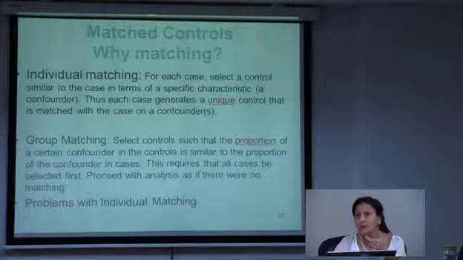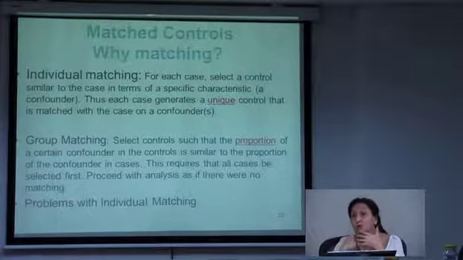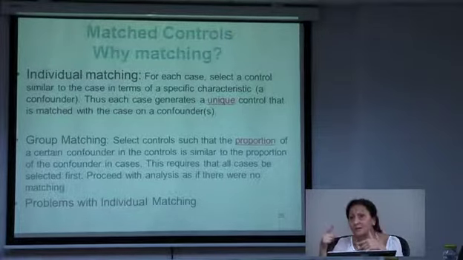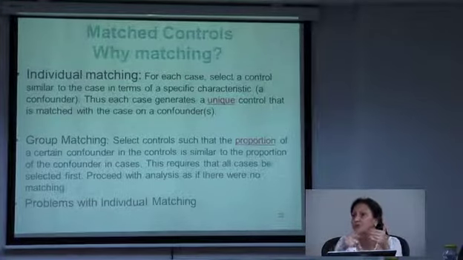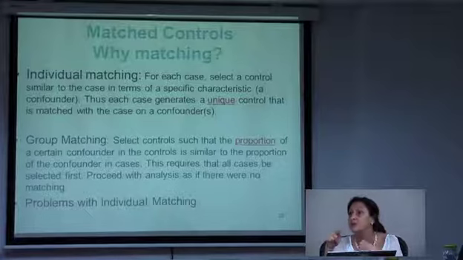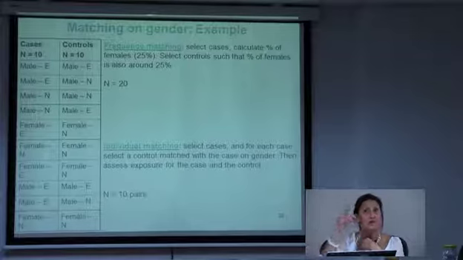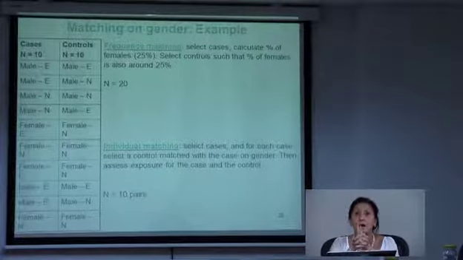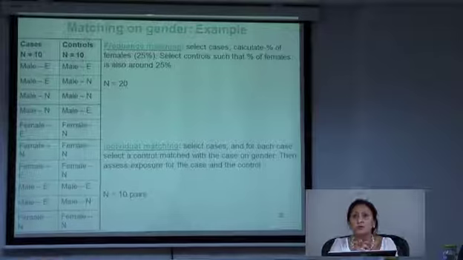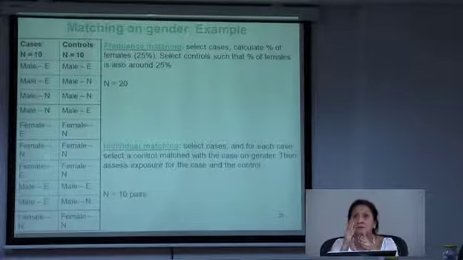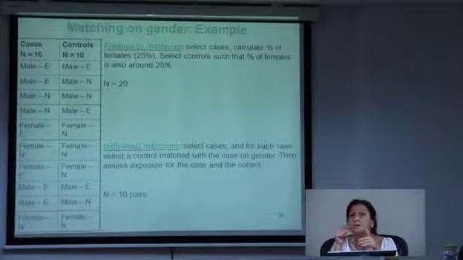Now, the issue with individual matching, as with group matching, is that sometimes you have to look at many different individuals in order to find the proper match. It's not always evident that I will be able to find a perfect match for my case. So this is matching on gender. This is an example. I have 10 cases, 10 controls. Don't look at the E and the N, don't let them confuse you. I have 10 males and 10 females. Yes, select case number.